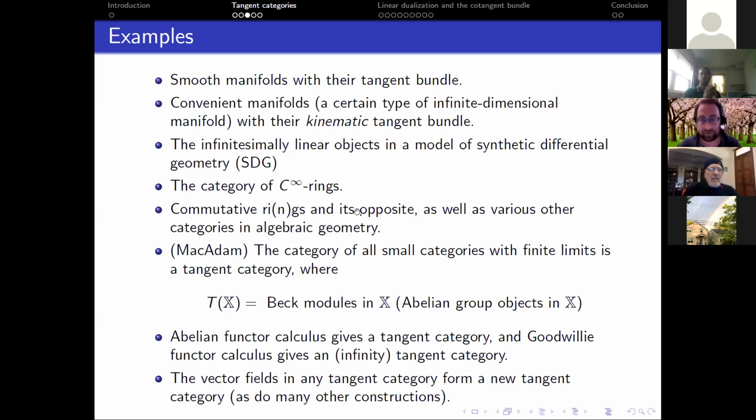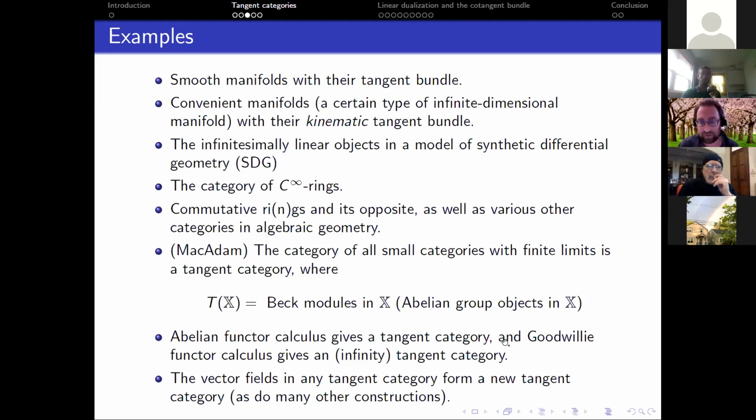A lot of categories in algebraic geometry that people use, commutative rigs or rings, so rings, and their opposite categories, schemes, those are tangent categories as well. One example is sort of floating around, and Ben MacAdam recently actually worked through the details and showed this. It's a very interesting example: you take the category of all small categories with finite limits, and you define T of a category X, the tangent bundle of a category, to be the category of Beck modules in X, or the abelian group objects in X. That turns out to form a tangent category as well. It's a very interesting, very different example that, on the face of it, doesn't look like differential geometry.